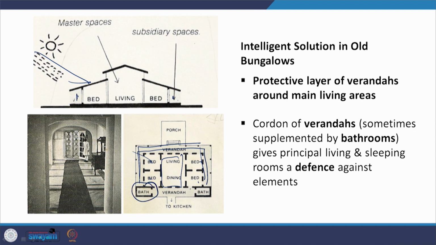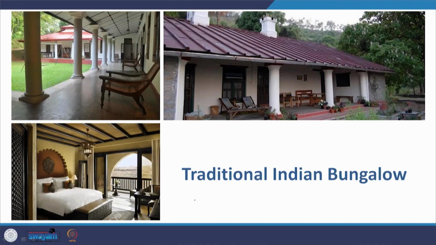They provided the bathrooms on the other side that also cut the sun as much as possible and provide a defense against these elements. So now this kind of configuration works well against the solar glare, it works well against the monsoon rains, it allows for maximum natural ventilation for the breeze to blow in through and through the house. These are some of the traditional Indian bungalows that we see. This of course is a modern derivation of a traditional bungalow.